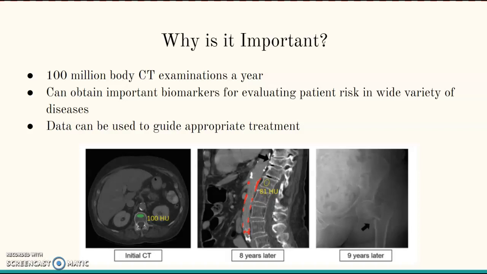This is called opportunistic screening, and it uses this additional imaging data to obtain biomarkers for a wide variety of diseases, including osteoporosis, fatty liver disease, cardiovascular disease, and metabolic syndrome. Thus, it can obtain data in order to guide appropriate treatment, including more aggressive treatment for those at highest risk and protection from the costs and implications of unnecessary treatment for those with lower risk.